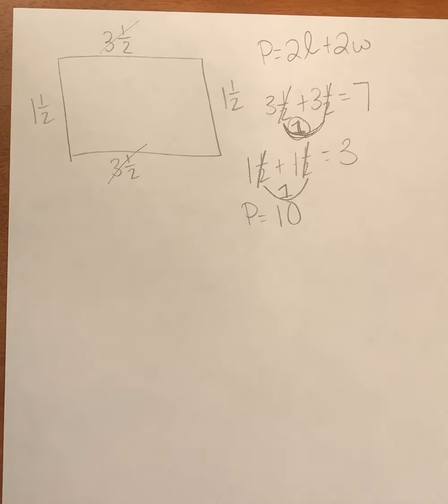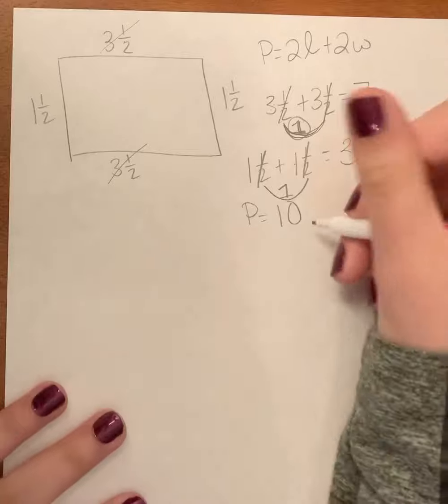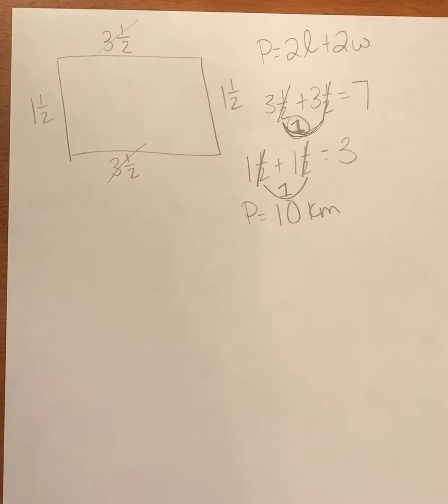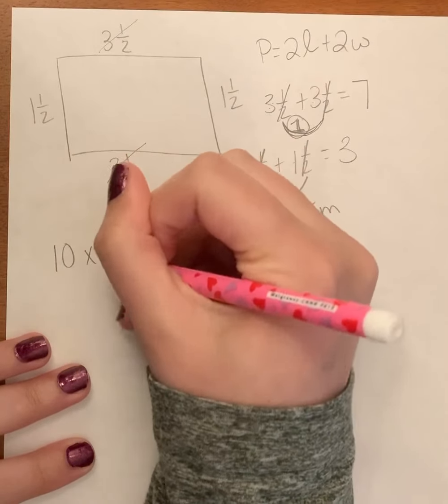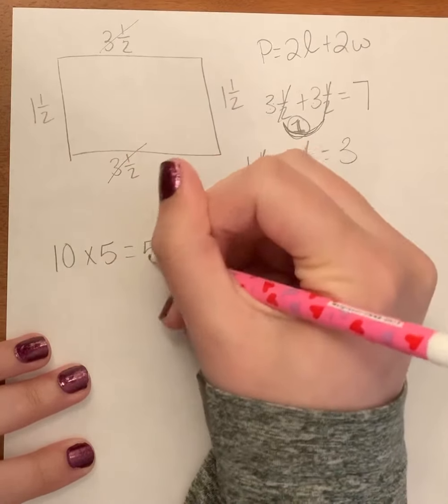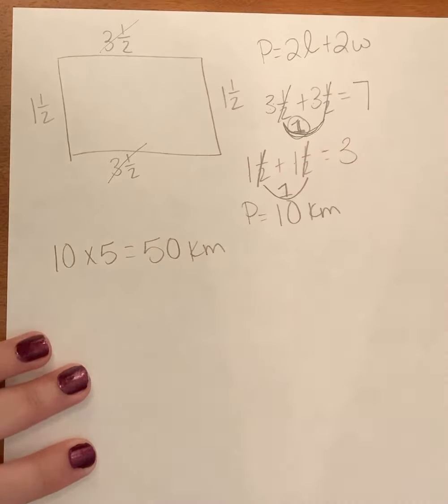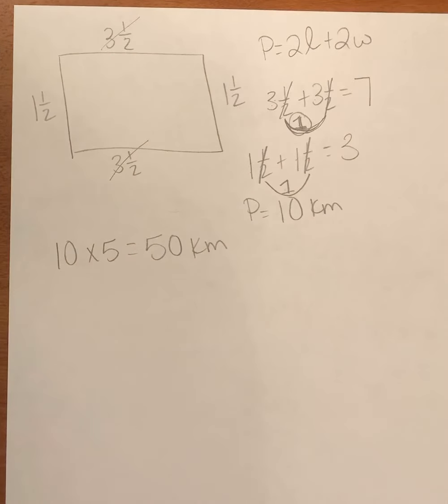Okay, now say I walked around this track, we'll call it, 5 times. How far would I have gone? Okay, we can pretend we're talking in kilometers here. So the perimeter of it is 10 kilometers. I walked around it 5 times. How many kilometers, how far have I gone? So for that one, I'm going to do 10 times 5 gives me 50. So I have walked 50 kilometers.